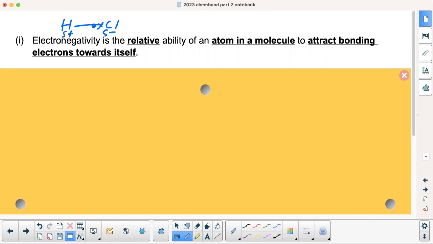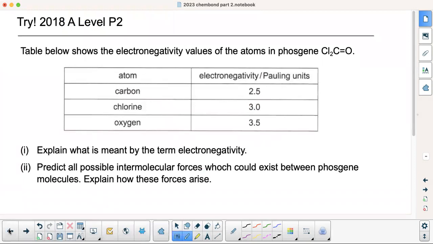Okay, let's do the next question. I'll come back, don't worry. Predict all possible intermolecular forces which would exist between phosgene molecules. Explain how these forces arise. Again, my goodness. Okay, so what is phosgene? It looks like this. Try to draw it out. It's C double bond O, with Cl here. So all the possible intermolecular forces of attraction which could exist.